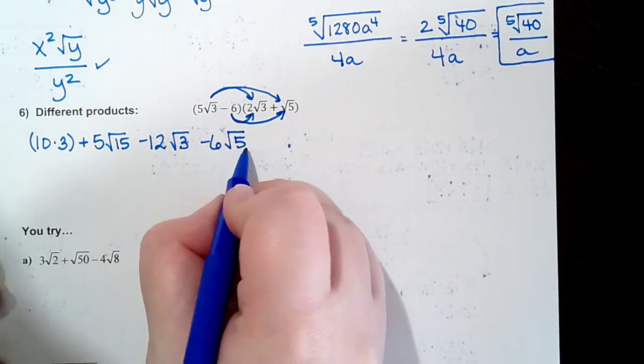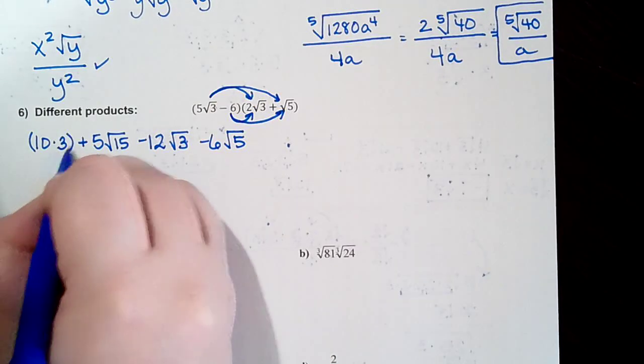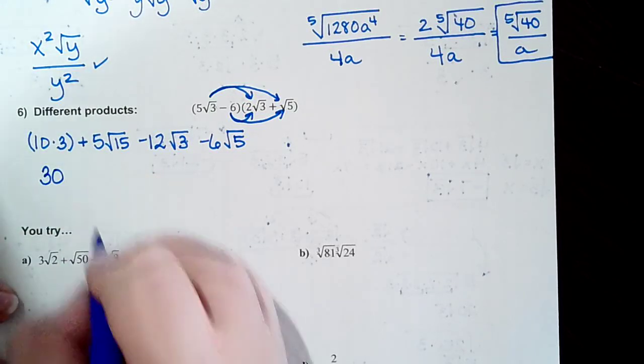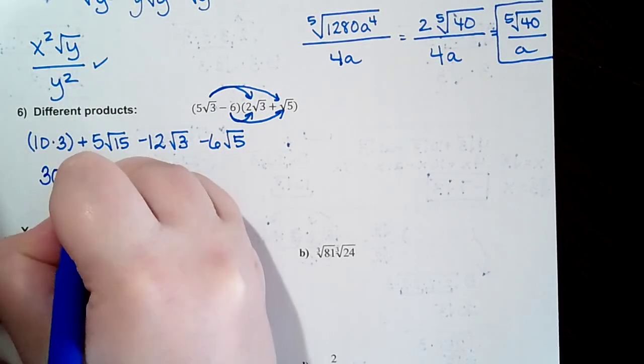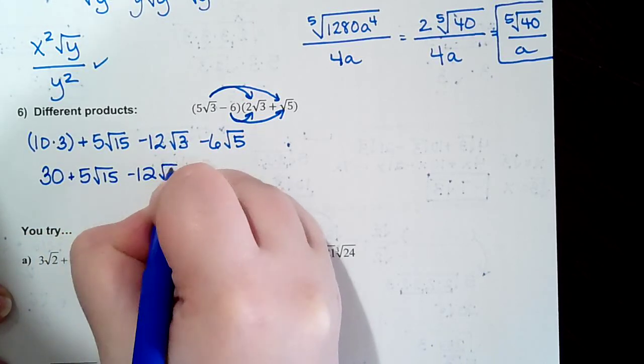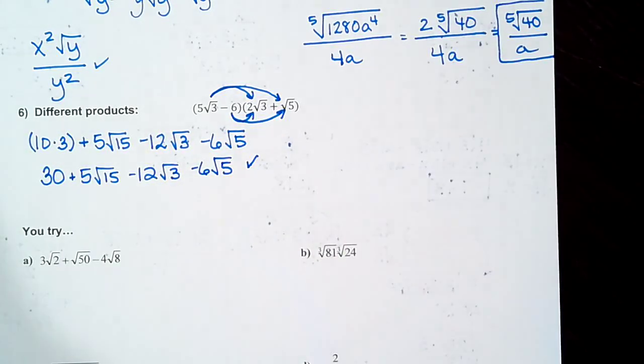There are no like roots in this, so we can't simplify any further. However, we can simplify this first number to be 30. So that our final answer is then 30 plus 5 root 15 minus 12 root 3 minus 6 root 5. And that is as simple as it gets.